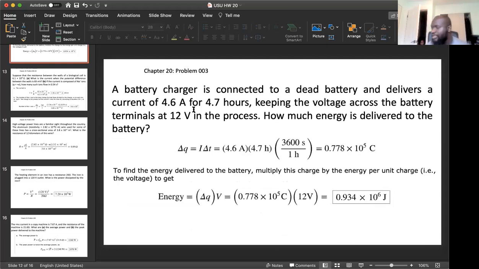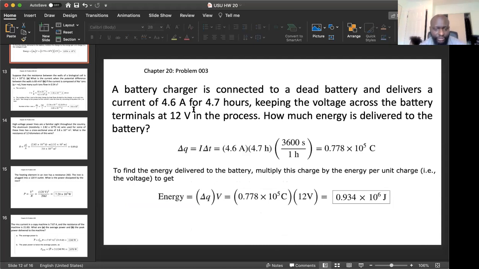Next is chapter 20, problem 03. It says a battery charger is connected to a dead battery and delivers a current of 4.6 amperes for 4.7 hours, keeping the voltage across the battery terminals at 12 volts in the process. How much energy is delivered to the battery?